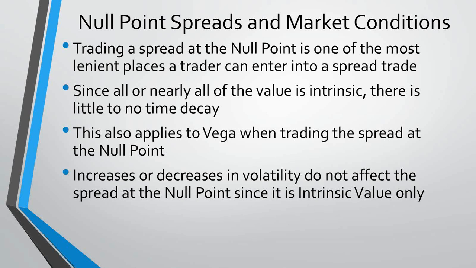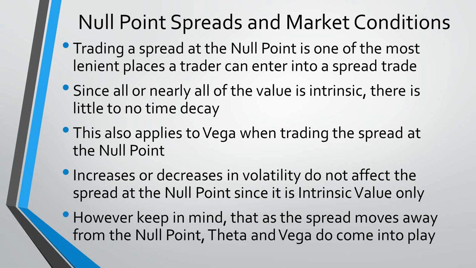Increases or decreases in volatility do not affect the spread at the null point since it is intrinsic value only. Implied volatility, which is a component in the option pricing model, just like time is a component of that, affects the extrinsic value. Since we don't have extrinsic value, changes in implied volatility also do not affect the spread at the null point. However, keep in mind that as the spread moves away from the null point, Theta and Vega do come into play.